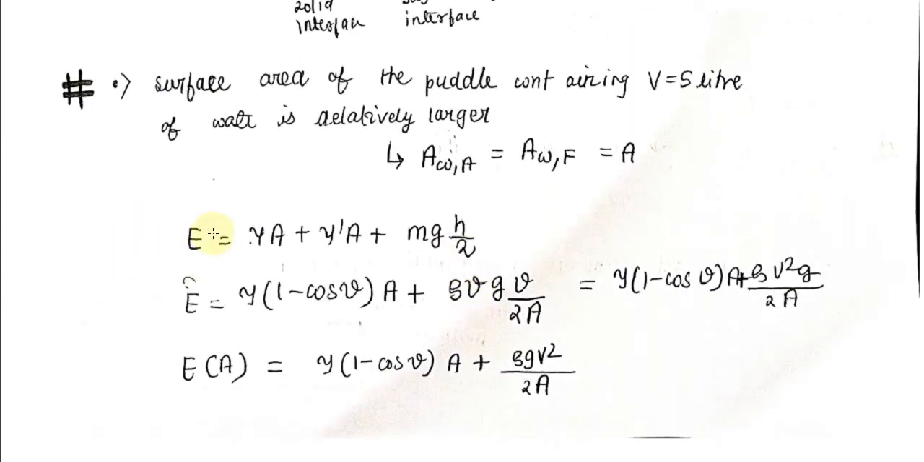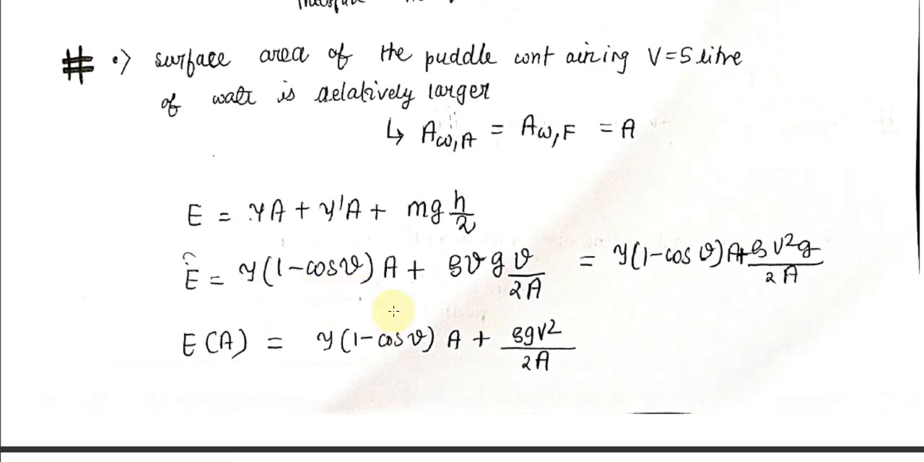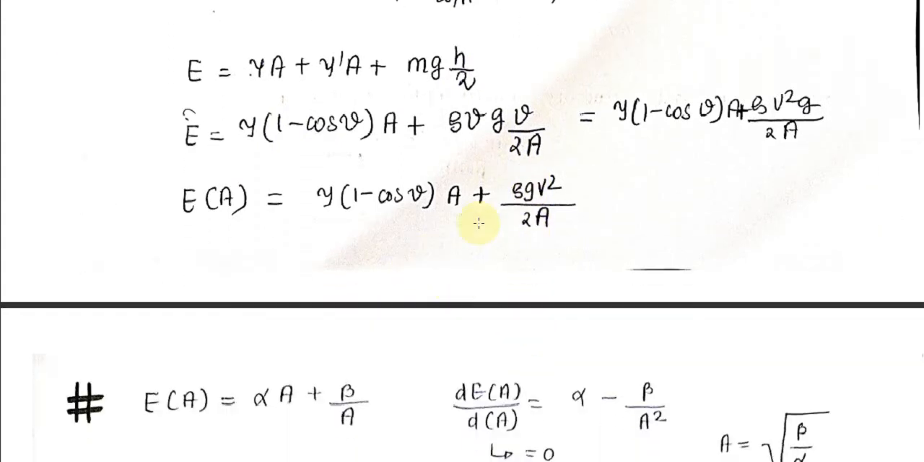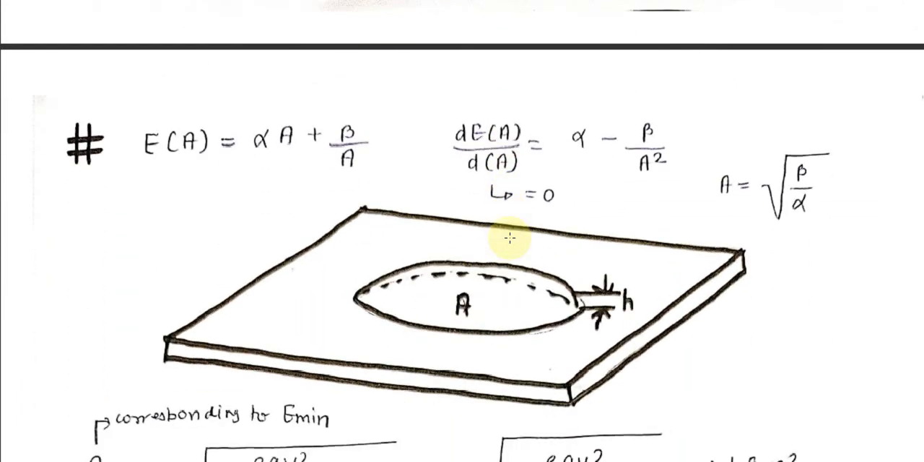So here if I write the energy, E is equal to gamma A plus gamma dash A plus mg h by 2, that's the potential energy, since the center of mass is at h by 2. Convert it into gamma into 1 minus cos nu times A, and since height is equal to volume upon area, we take that approximation here and get the following result, energy as a function of area: gamma into 1 minus cos nu times A plus rho g V square by 2A. So it can be of the form alpha A plus beta by A.